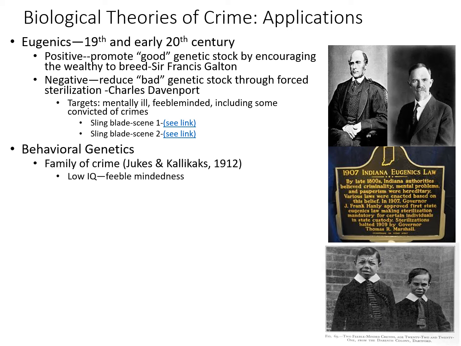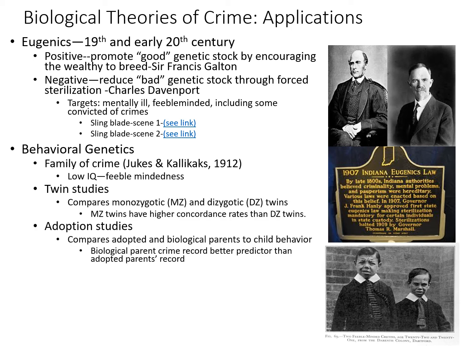Behavioral genetics is still a rapidly growing field, more rapidly growing than ever before because of technologies like CRISPR-Cas9. But it started much earlier with family studies showing that crime seems to run in families, with studies of the Jukes and the Kallikaks in 1912. And what the researchers that worked on this found was that, in addition to crime running in families, there are the traits of low IQ or feeble-mindedness.